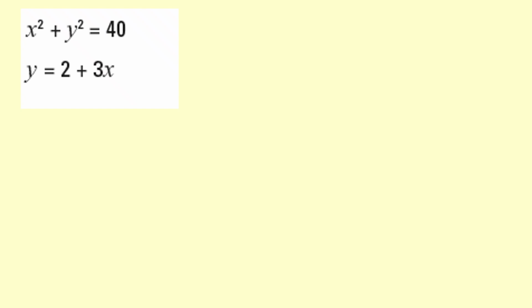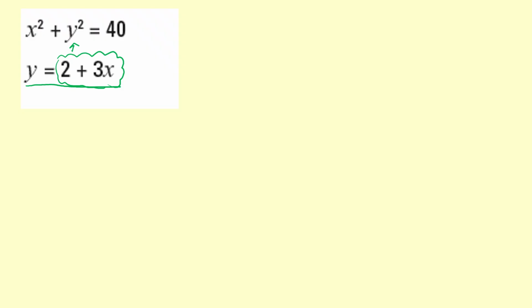So let's solve some more simultaneous equations, one with a quadratic, one as a linear equation. So for the bottom one, we have y equals 2 plus 3x. So we're going to substitute in the y on equation number 1 for 2 plus 3x. And equation number 1 is the equation of a circle with a radius of root 40.